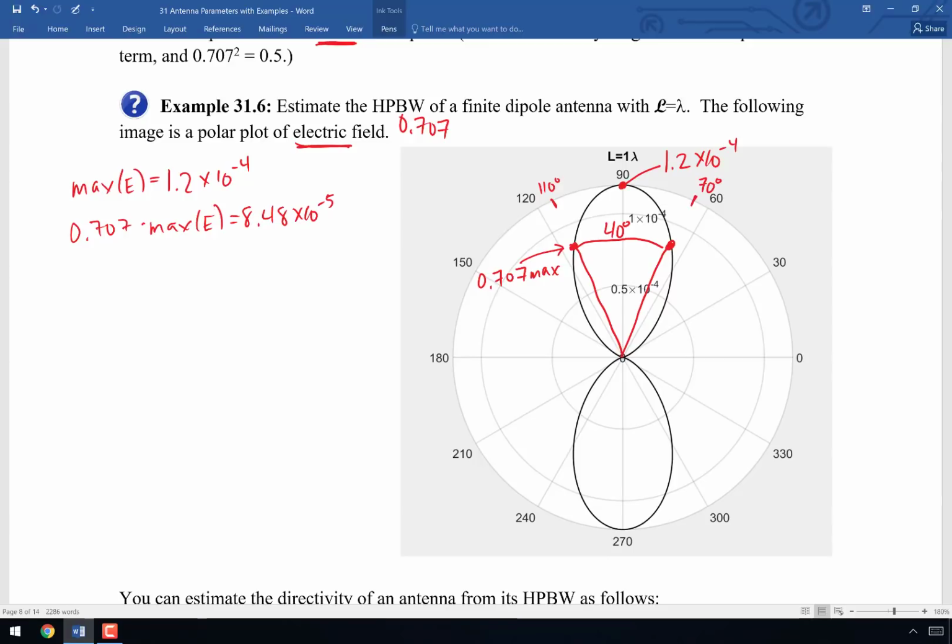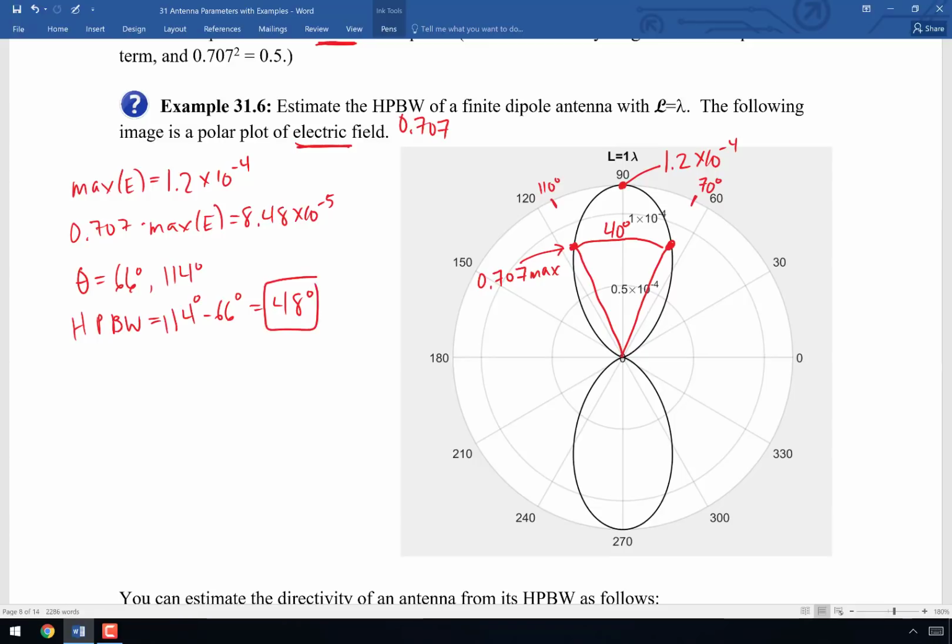What I can tell you is that when I actually look into the data, theta of the half power beam width is 66 degrees and 114 degrees, and therefore the half power beam width is equal to 114 minus 66, which is equal to 48 degrees.